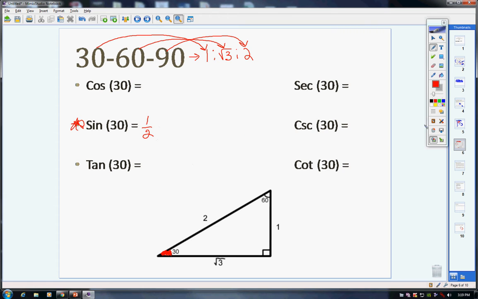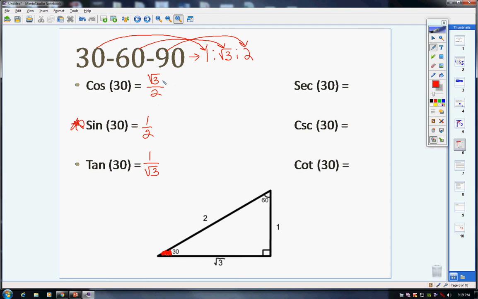Cosine is adjacent over hypotenuse. Please excuse my son if you can hear him in the background. He thinks he's bored. And then the tangent is opposite over adjacent, or 1 over the square root of 3. I will rationalize this momentarily. This one doesn't need to be rationalized because the square root's on the top.